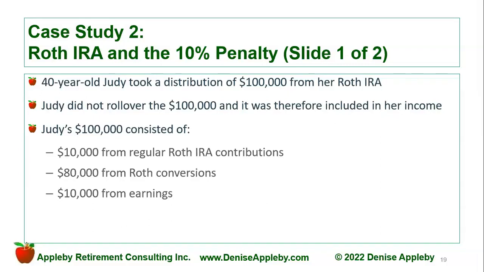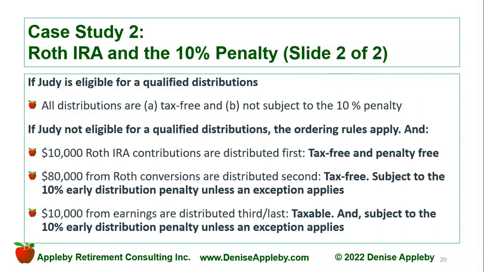Now that we have established what a qualified distribution is, let's look at a case study where 40-year-old Judy takes a distribution of $100,000 from her Roth IRA and she didn't roll it over. Now let's assume that the $100,000 consists of $10,000 from regular Roth IRA contributions, $80,000 from Roth conversions, and $10,000 from earnings. Now, if the distribution is qualified, if Judy is eligible for a qualified distribution, we know the entire amount is tax-free and penalty-free. But what if she's not eligible for a qualified distribution?